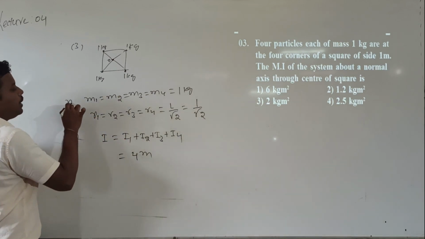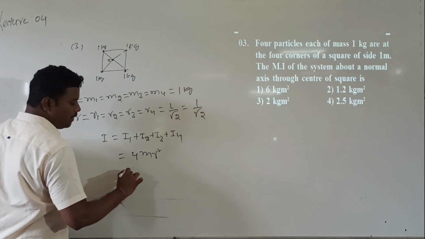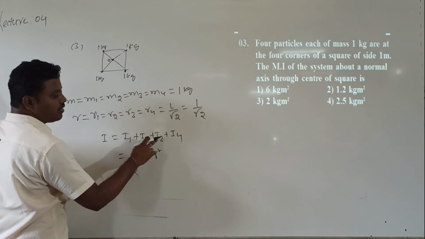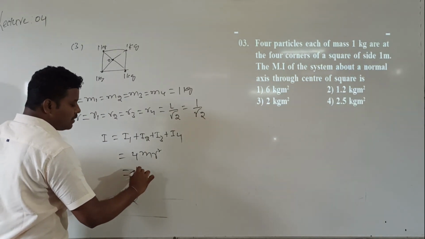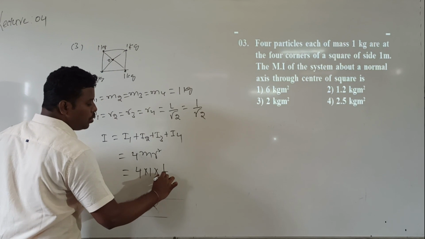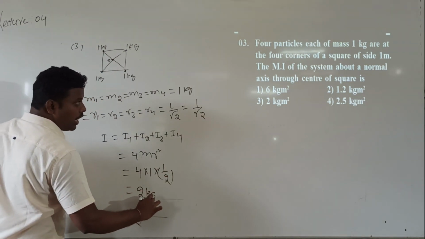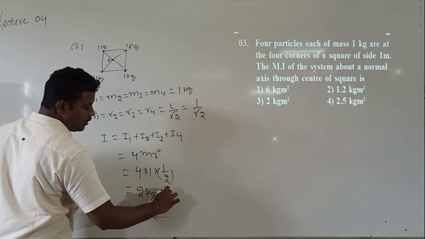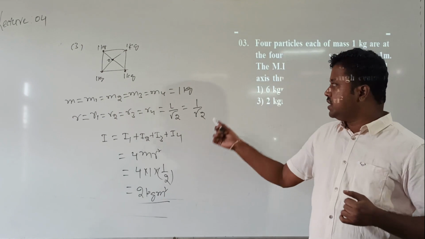Can I call this total mass as m and the distance as r? 4 into m r square. Correct? I1 value is m r square, m r square, m r square, m r square. So 4 into m into r square. The given mass is 4 into 1. So r square is given by 1 by root 2 whole square, that is 1 by 2. So the answer is 2 kilogram meter square. Understood now? So that is the total moment of inertia.